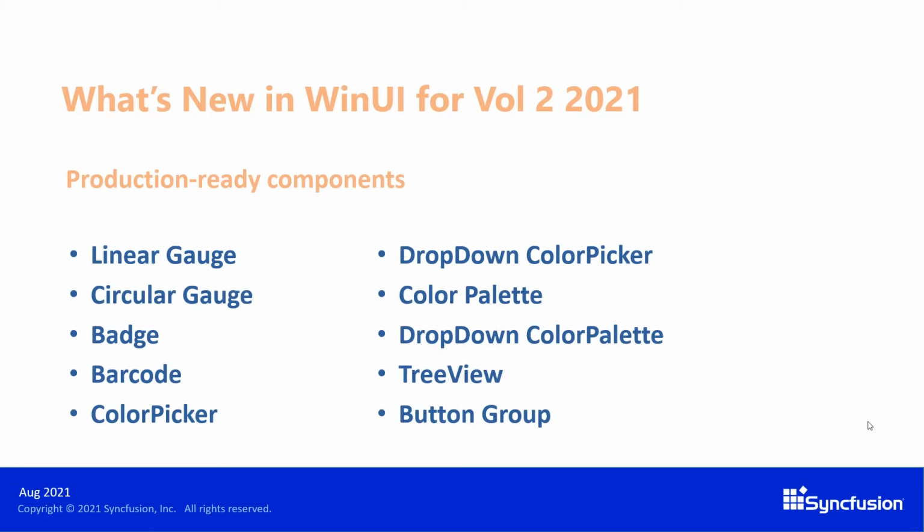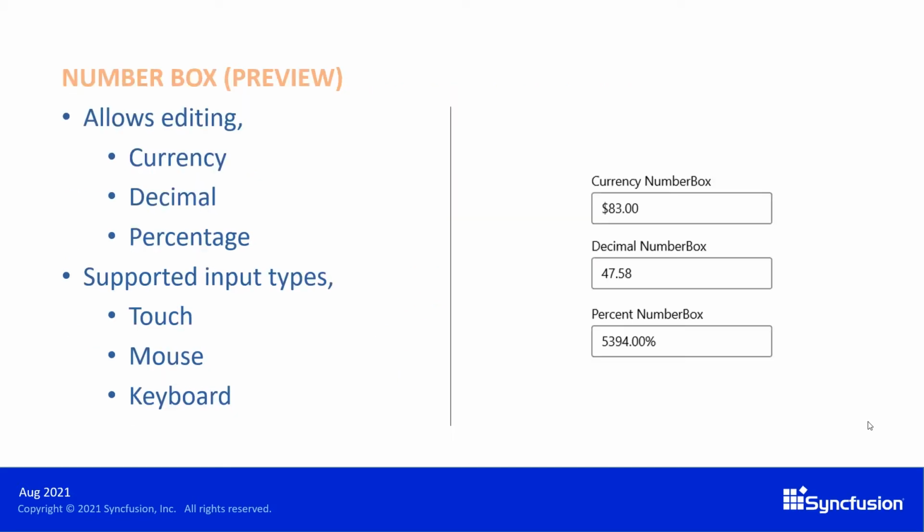The following are the components that are developed to be production ready and are moved from preview to production ready state. And the controls include linear gauge, circular gauge, badge, barcode, color picker, drop-down color picker, color palette, drop-down color palette, tree view and button group.